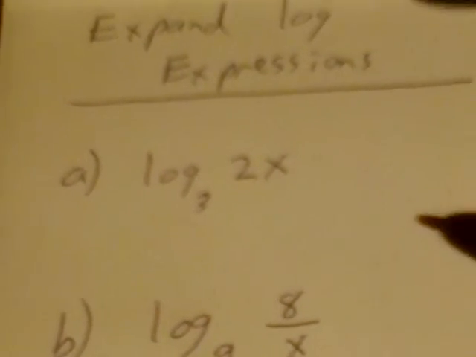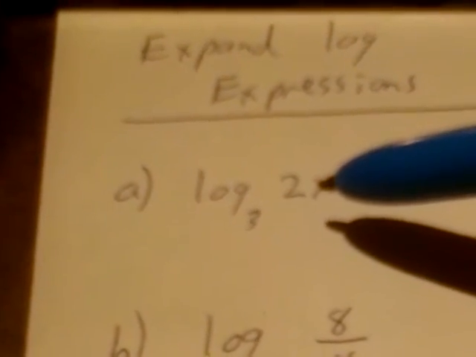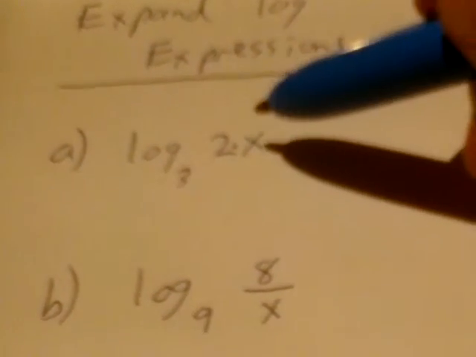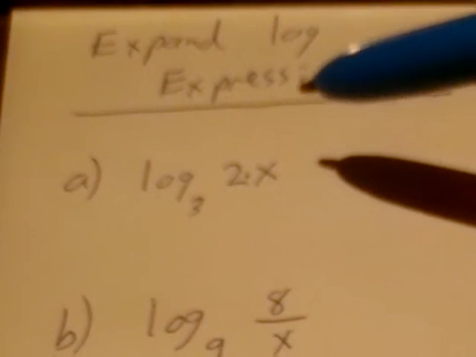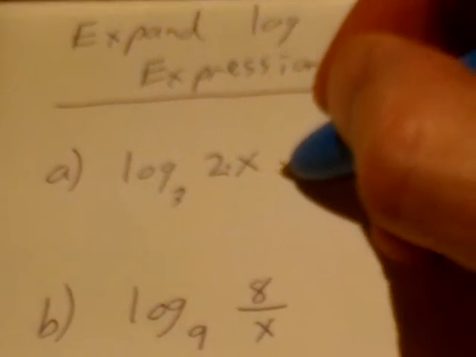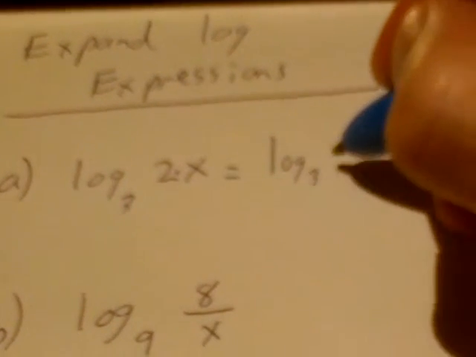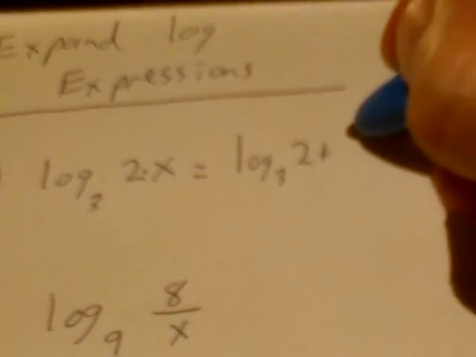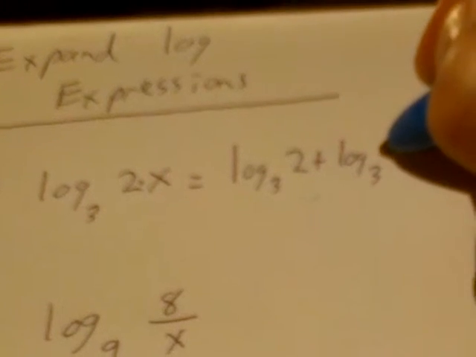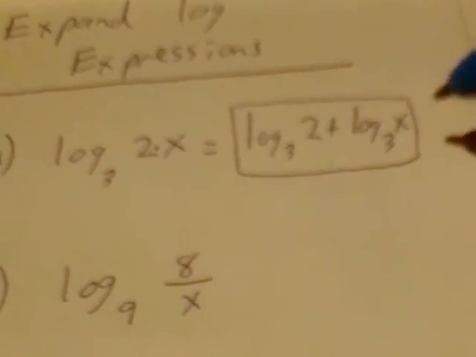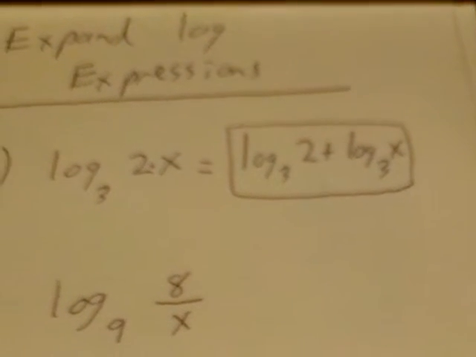And so here's our very first one right here. We're going to expand our log expressions. So our first problem is log base 3 of 2 times x. And as we just said, when we multiply things, we have to add their exponents. So if we expand this out, this is really just going to become log base 3 of 2 plus log base 3 of x. And that's it. Just expanding that out using our first law.